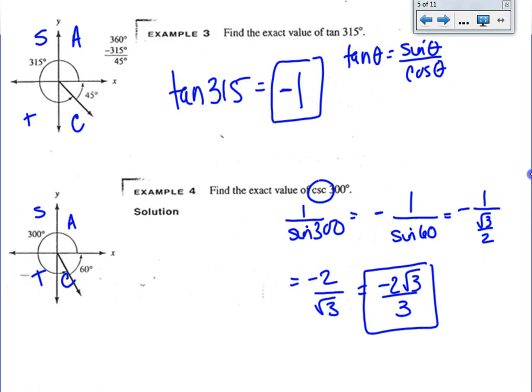Now, on a few quizzes back, some of you tried to give me decimal answers for these types of questions, and because it says find the exact value, you can't use your calculator in that way.